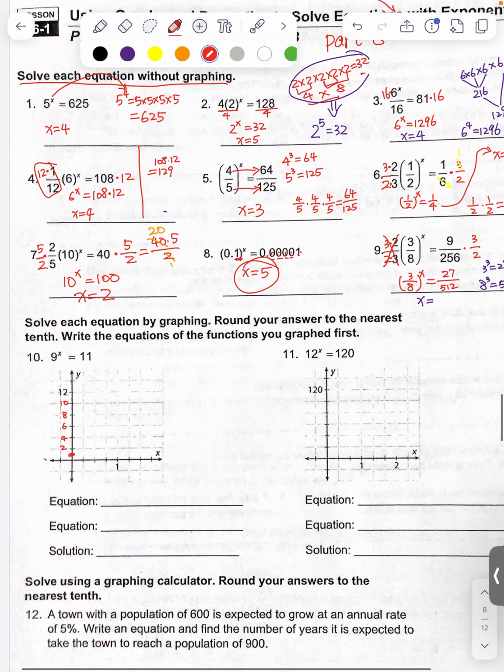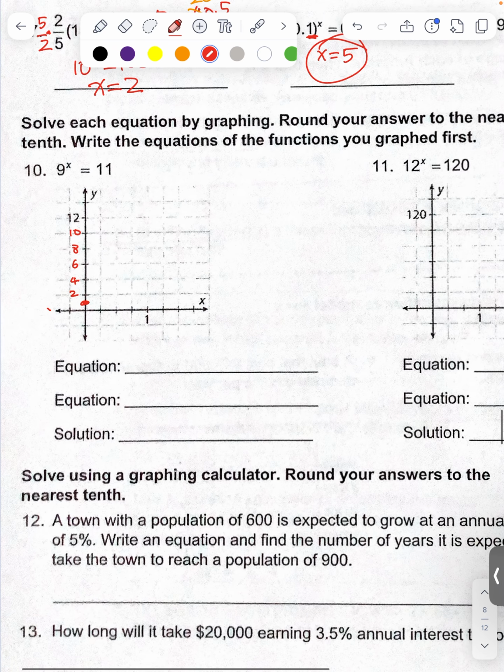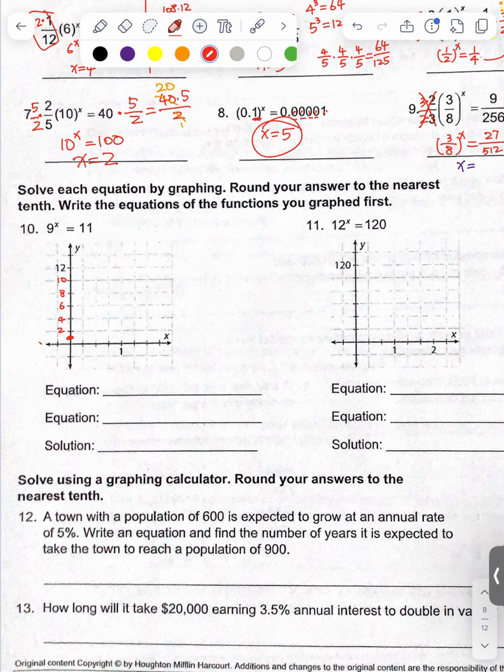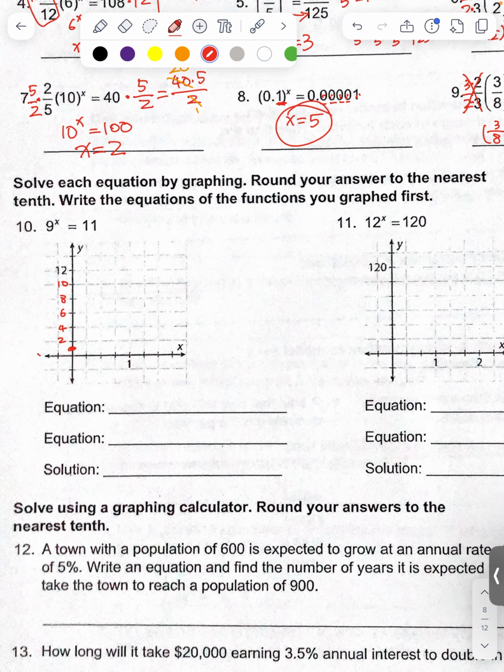Okay, second part of part 8. Number 10. Solve each equation by graphing. Round the answer to the nearest tenth. Write the equation of the functions you graphed first. Okay, number 10.